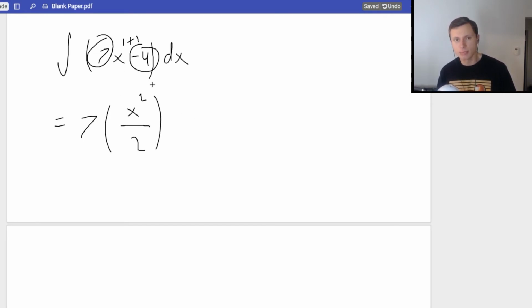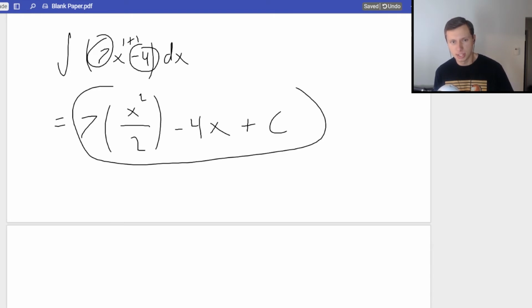Now, what's the integral of minus 4? This is a little bit trickier. Well, actually, it's pretty easy if you know the rule. If there's no x, I repeat, if there's no x, like minus 4, then the integral is you just add x to it. So it's minus 4x. That's it. That's the rule for just constants like this. And then we're going to add c, and pretty much that's our answer.